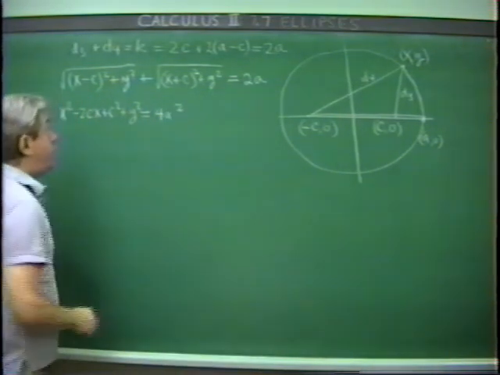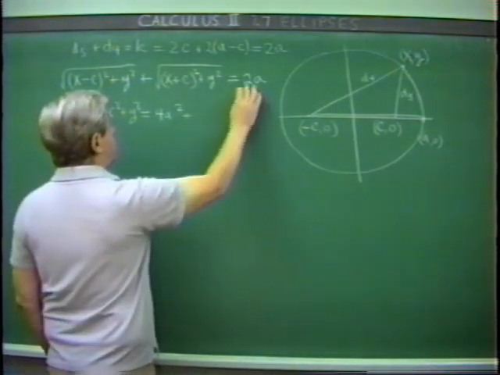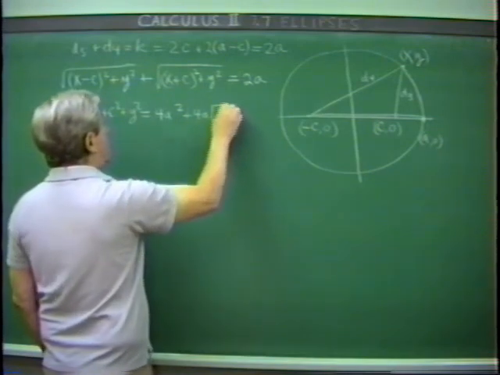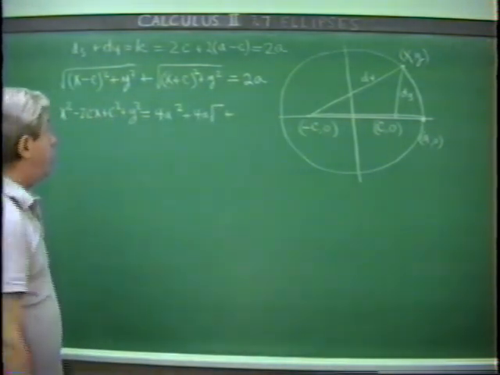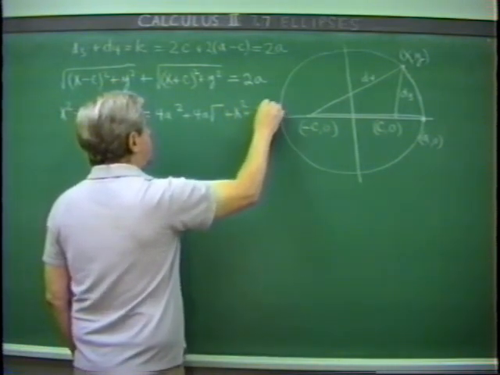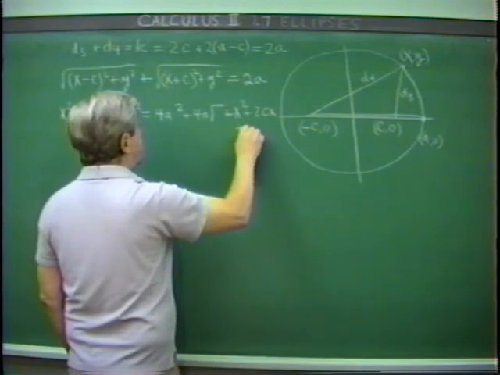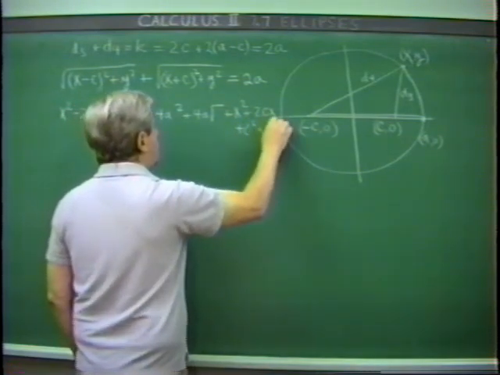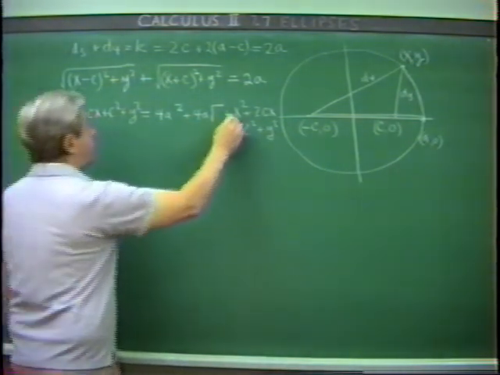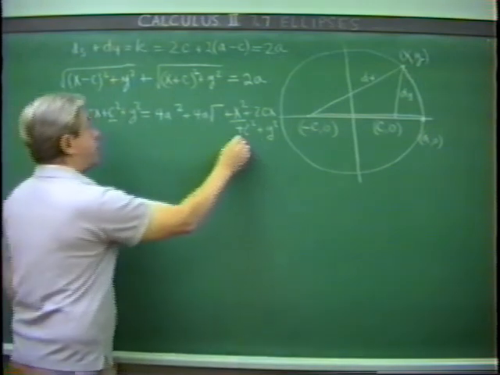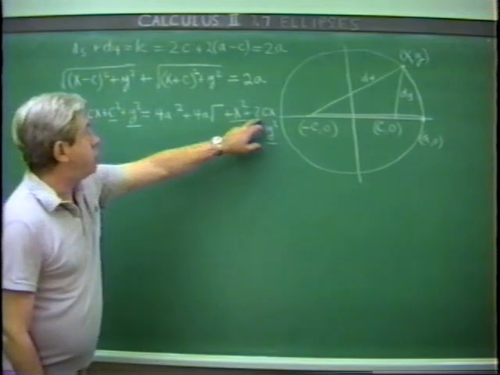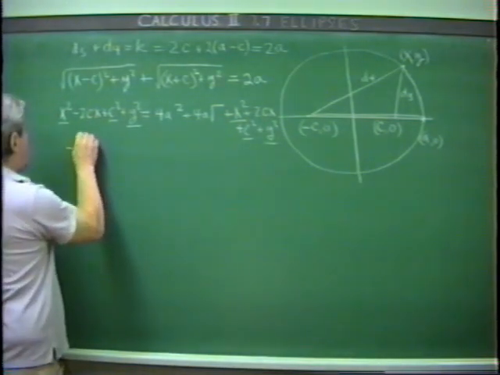Well, I'm going to get 2a quantity squared, or 4a squared, plus 4a times this square root, plus this squared. That's to say, x squared plus 2cx plus c squared plus y squared. Okay, on both sides of this equation I've got an x squared term, on both sides a c squared term, and on both sides a y squared term, so I can subtract those from both sides.